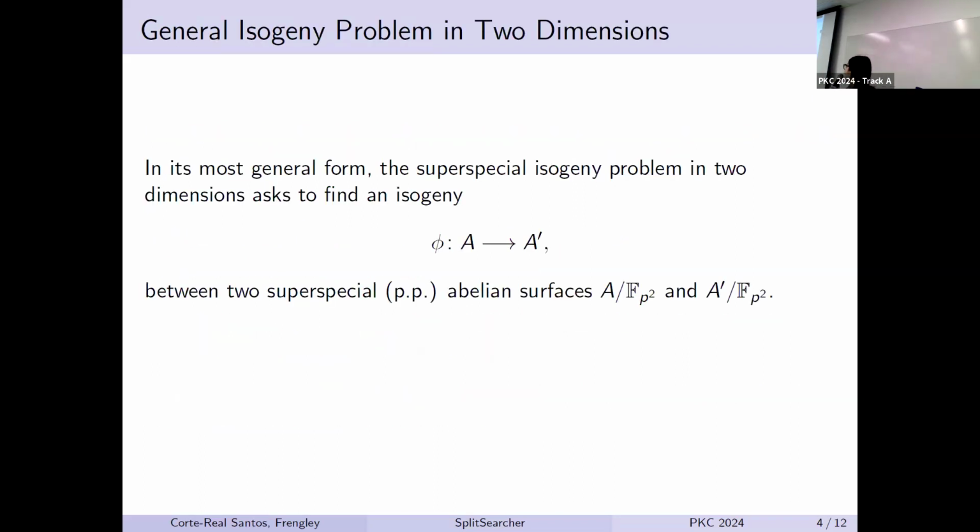Okay, so now we can look at the isogeny problem in dimension 2. In its most general form, it asks us to find an isogeny between superspecial abelian surfaces A and A prime defined over F_{p^2}, where p will be of cryptographic size, so 128 bits.